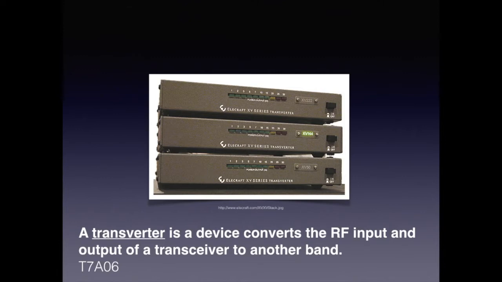Transverters are used in amateur radio to convert radio transceivers designed to be used in HF or VHF bands to operate in higher frequencies, sometimes even into the microwave bands, well up into the gigahertz. For the exam, just know that a transverter is a device that converts an RF input and output of a transceiver to another band.